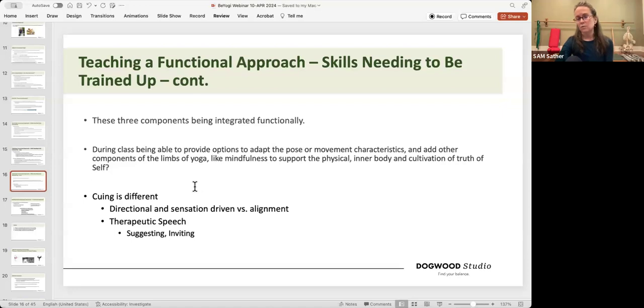So cueing is different for a functional approach. It's very sensation driven. It's not saying where to put your foot or your hands. It's suggesting, sometimes because you can see someone needs more stability or they've asked for it, versus the hand has to be here because it has to be like your neighbor's. So it's very inviting language. What would it be like if you shifted your weight to the left a little bit? Play with that. What would it be like if that inner leg was allowed to drop in a little bit more? Because people don't know when they're guarding many, many times.